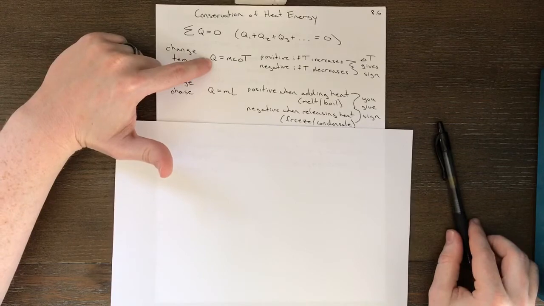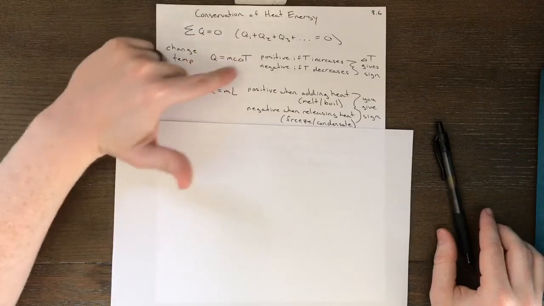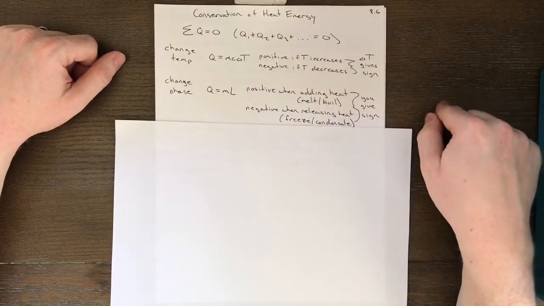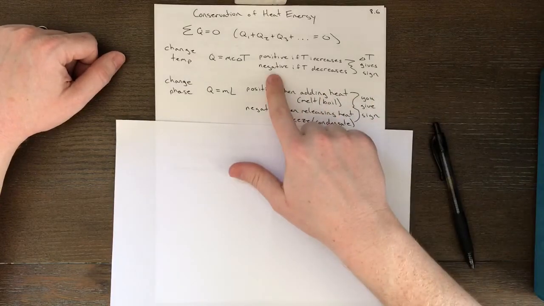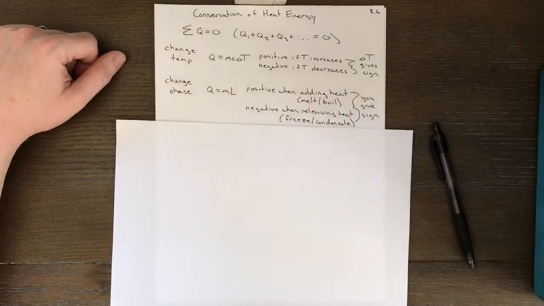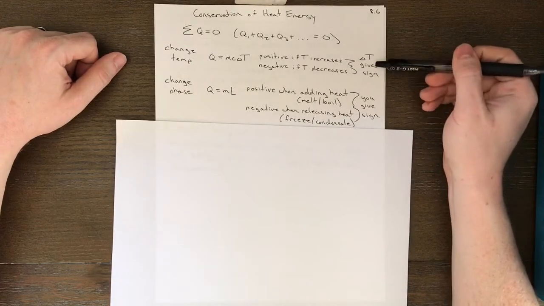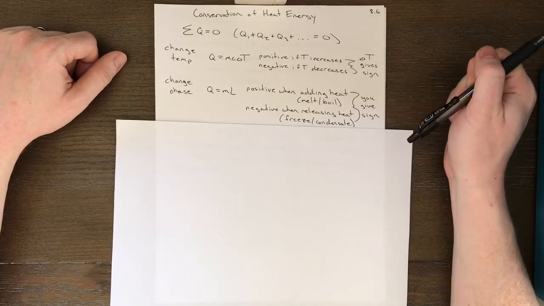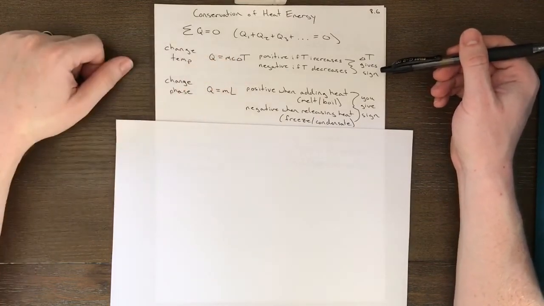We use Q equals mc delta T to compute changes in temperature, and the sign of this is automatically determined by delta T. This Q is positive if T increases, final minus initial. If the final is bigger than the initial, it's positive. Or it's negative if T decreases. If you end up at a final temperature lower than where you began, final minus initial is negative. But either way, you don't really have to worry about it. Delta T will give the sign here. Just make sure to always use final minus initial for delta T, and the sign will be correct on Q for Q equals mc delta T.